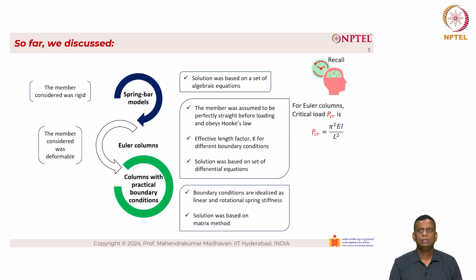So recall, for Euler columns, the critical load P critical is equal to pi square EI by L square. Substituting I equal to A R square, we have P critical equal to pi square E into A R square divided by L square. We bring A to the left-hand side, so we have P critical by A equal to pi square E into R square divided by L square, which is equal to pi square E divided by L by R the whole square. So P by A becomes sigma critical, which is equal to pi square E divided by L by R the whole square.